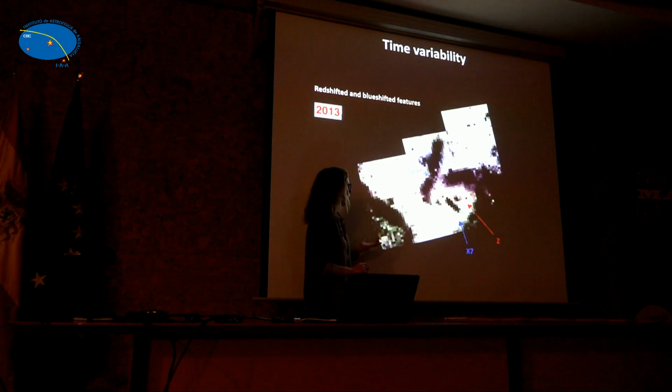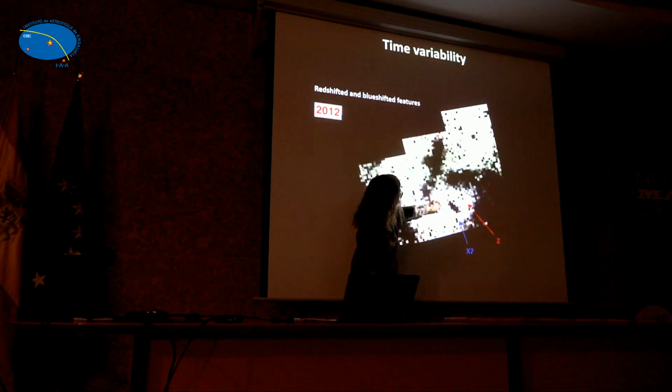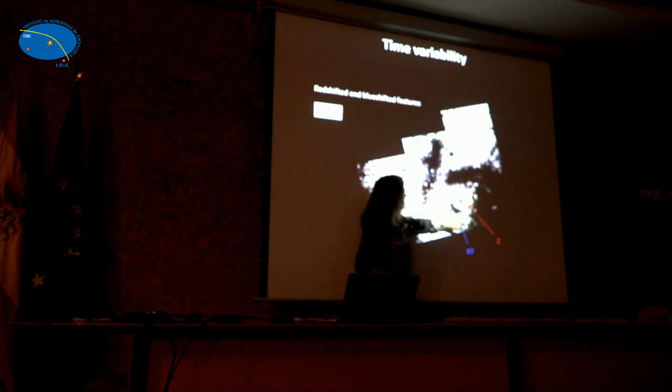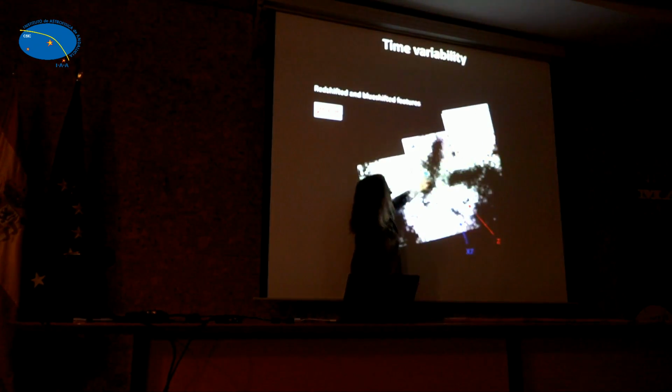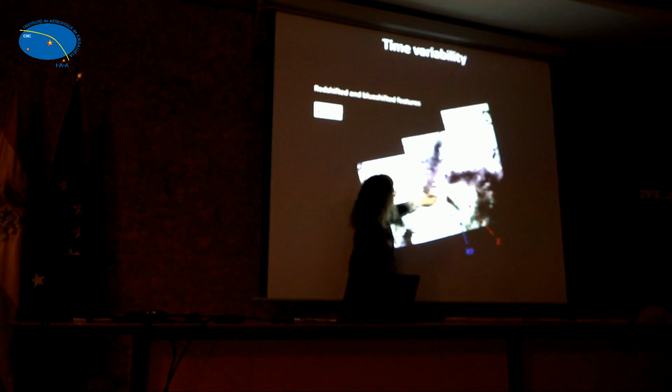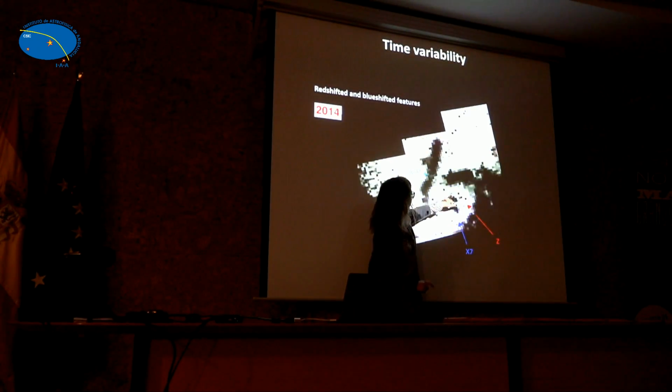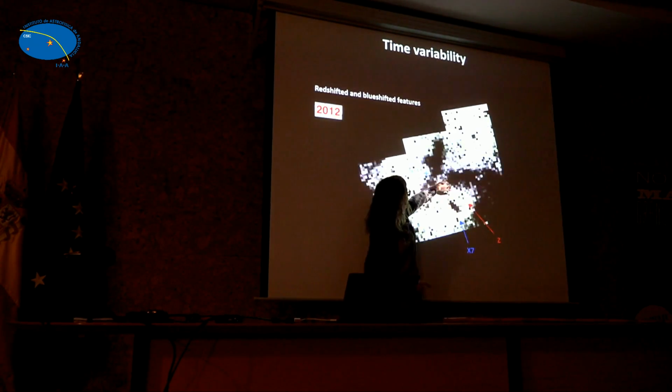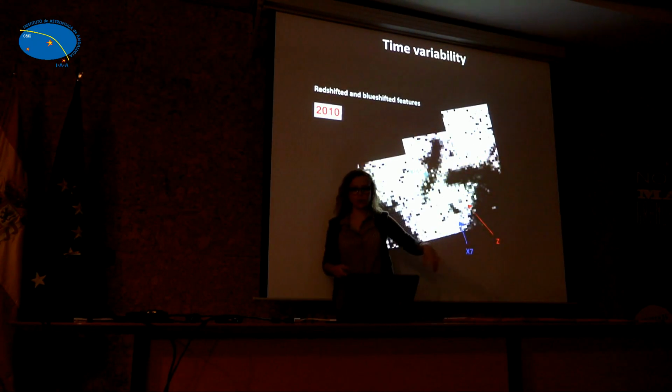So what I want you to look at is this X7 source here. You look at it, it's kind of stretching and moving towards the black hole, Sagittarius A star. Z here is moving kind of behind X7, and the other two are kind of hard to see in this movie. I will show another movie.